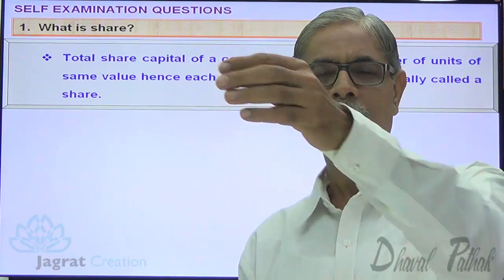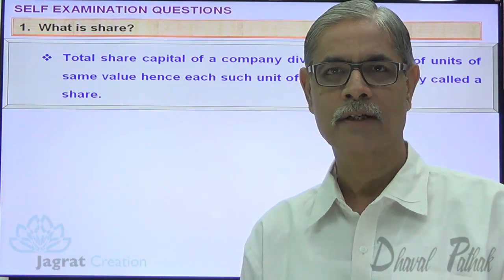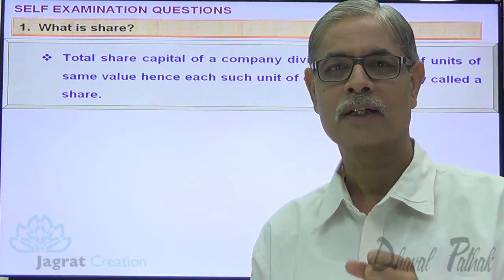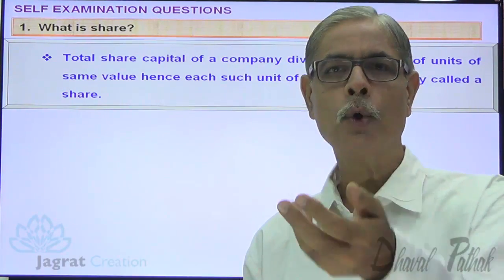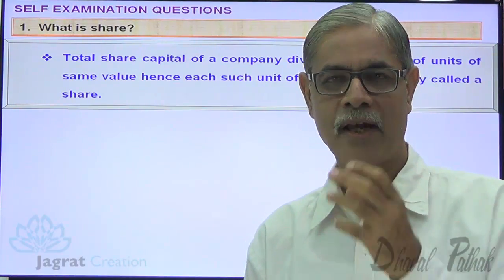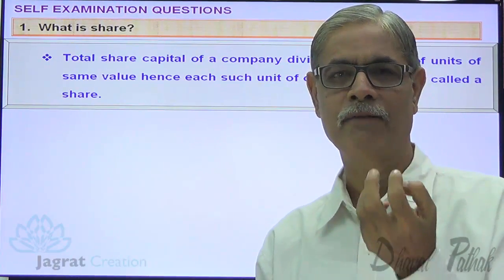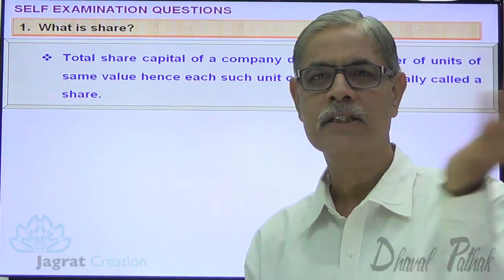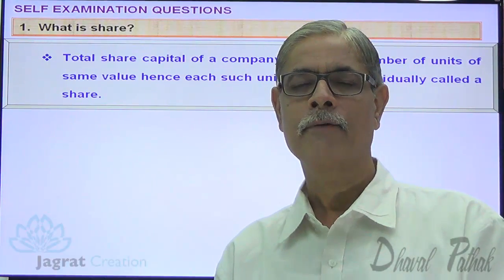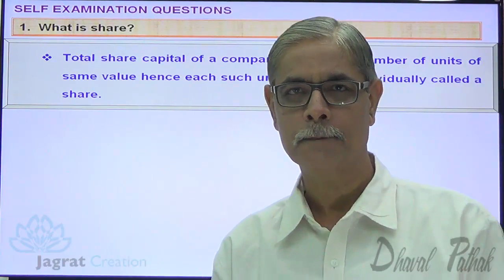The total capital is bifurcated in this fashion so as to ensure there can be many holders of these units, and the total capital requirement, which may be huge, gets distributed amongst the public for collection. That's the purpose of a share.